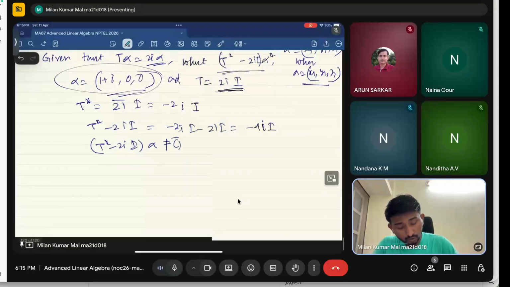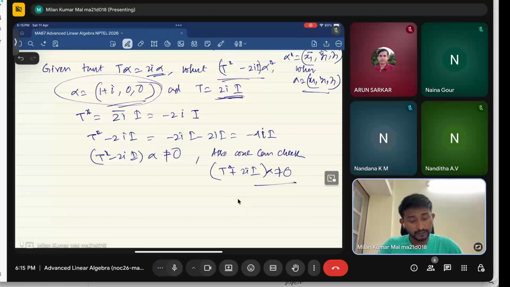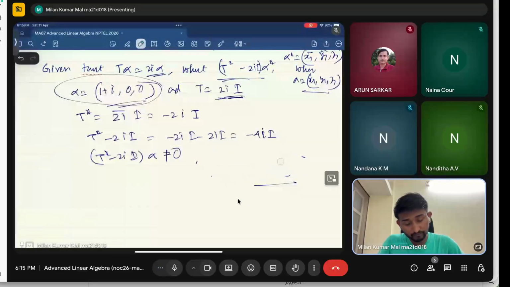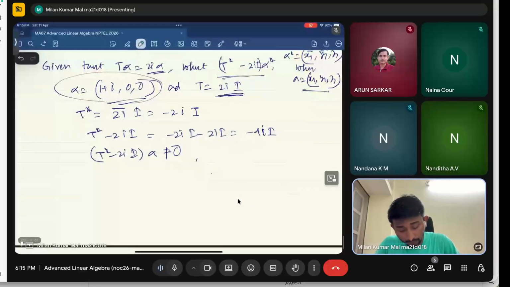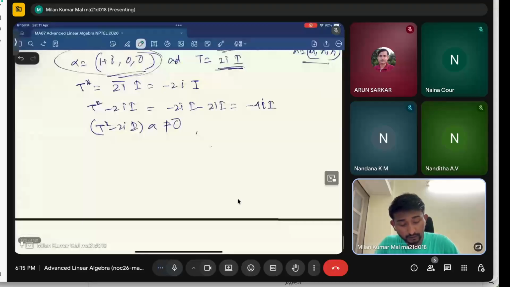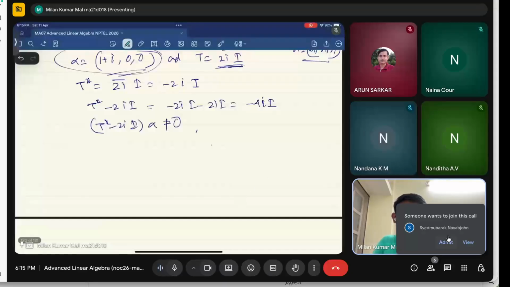Similarly, one can check that T star plus 2i times identity applied to alpha, in this case, is going to be 0 also. So we have to give some separate operator. So that means option C is incorrect. I have tried to give a counter example basically.